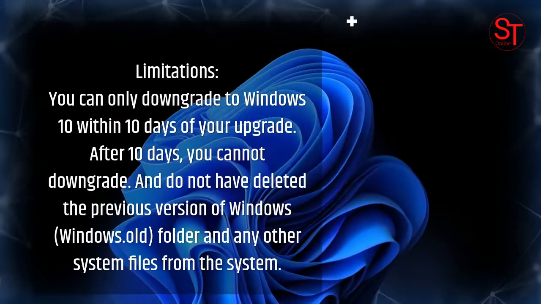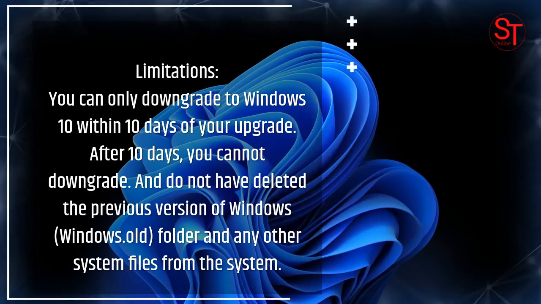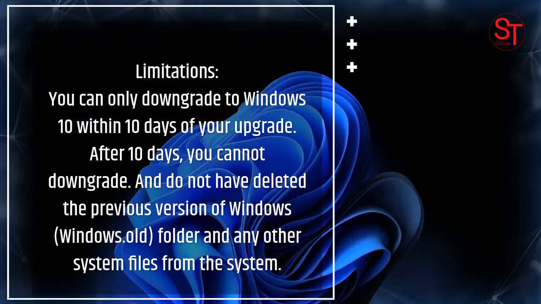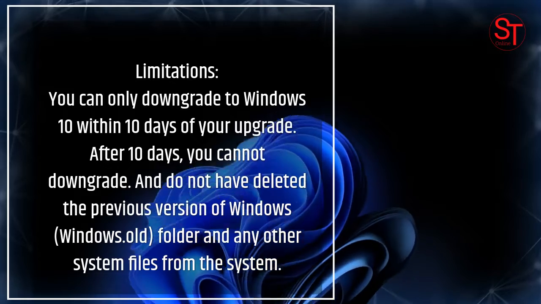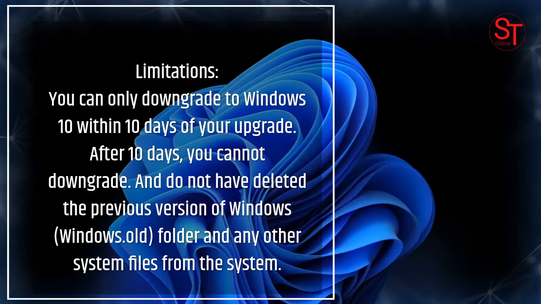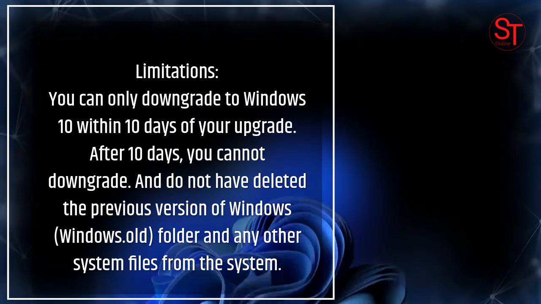You can only downgrade to Windows 10 within 10 days of your upgrade. After 10 days, you cannot downgrade. And you must not have deleted the previous version of the Windows folder and any other system files from the system.